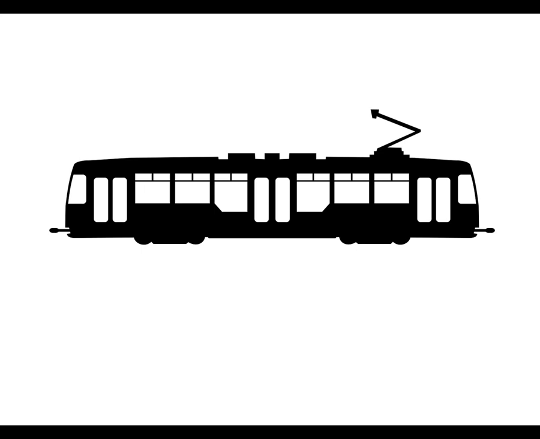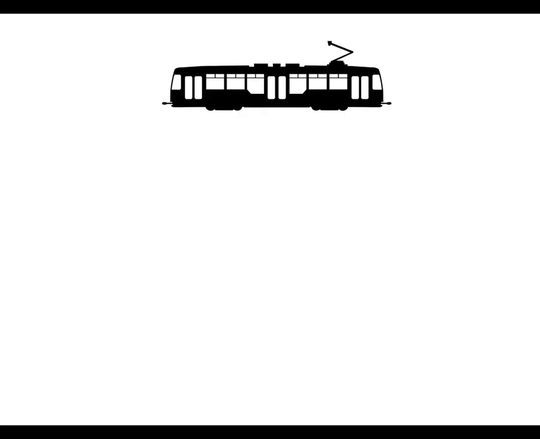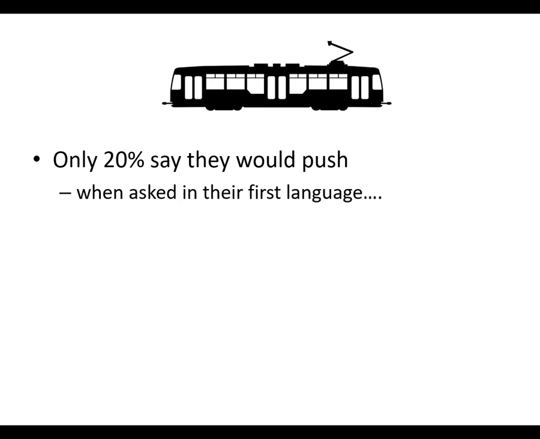Do you save the 5 people by pushing the large person and killing the large person, or do you let the trolley kill the 5 people? That's your choice. When we put this question to people, most would not push the large person. 20% say that they would push the large person, and 80% choose no. They would let the 5 people die and not push the large person. But these are the results when we ask people in their first language.